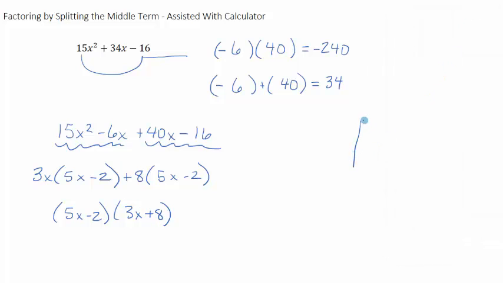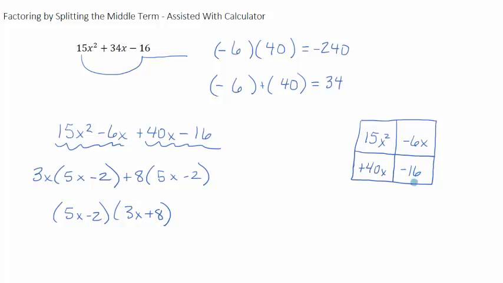Another way you can view this is this little box method. So you start the problem the same way, starting with your trinomial. Multiply the first and last coefficients, and you find numbers that multiply to be that number but add up together to be the coefficient of the middle term. Then we're going to use those numbers to break up the middle term, but we're going to write it in the boxes here. So 15x squared minus 6x plus 40x minus 16.